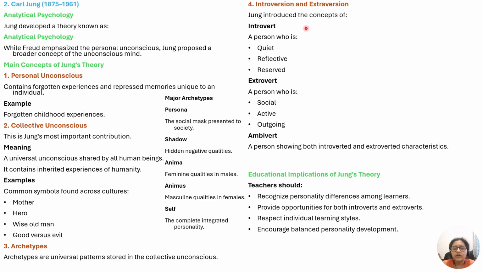Then he told about introversion and extraversion. An introvert is a person, as you already know, who is quiet, reflective, and reserved. An extrovert is a person who is active, social, and outgoing. An ambivert is a person who shows both the qualities. So these are the educational implications of Jung's theory you can go through.